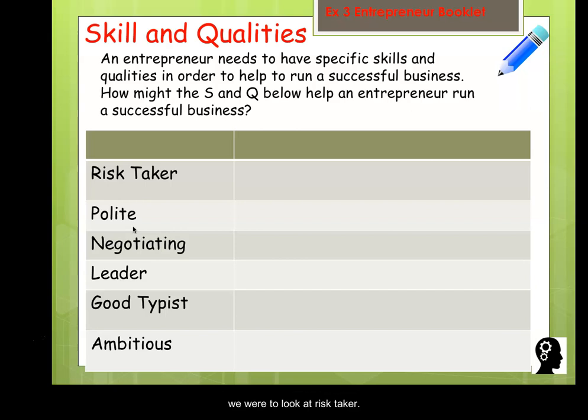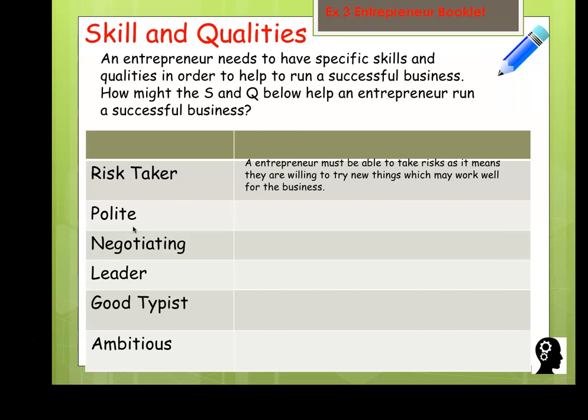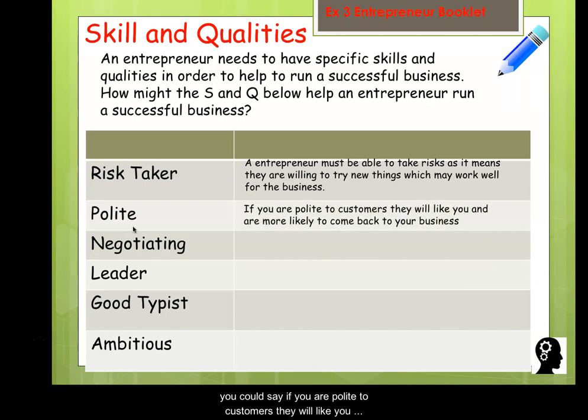So for example, if we were to look at risk taker, we can say, an entrepreneur must be able to take risks as it means they are willing to try new things which may work well for the business. Or if we were looking at polite, you could say, if you are polite to customers, they will like you and are more likely to come back to your business. So do you see how we're saying how these skills or qualities help the business to become successful?